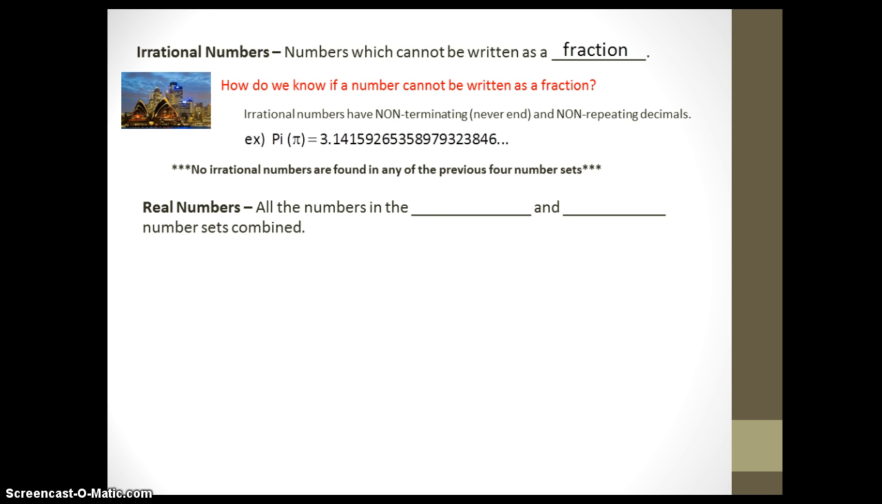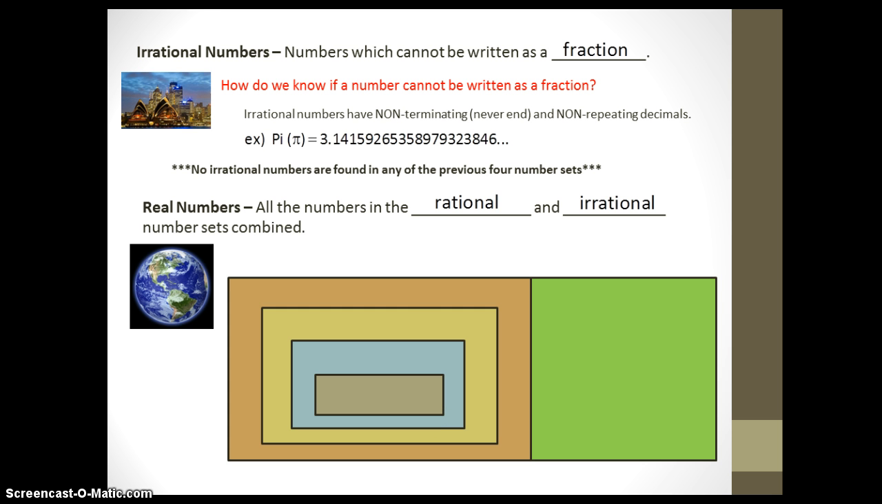And finally, the all-encompassing big set, or we think of our world, is all the rational and irrational numbers combined. So all of the countries combined. So let's look at a diagram here. Our smallest set is the natural. The natural helps build the whole. The whole helps build integers. Integers then build the rational numbers, and then the opposite kind of rational numbers are irrational numbers. And they all make up our real number system.